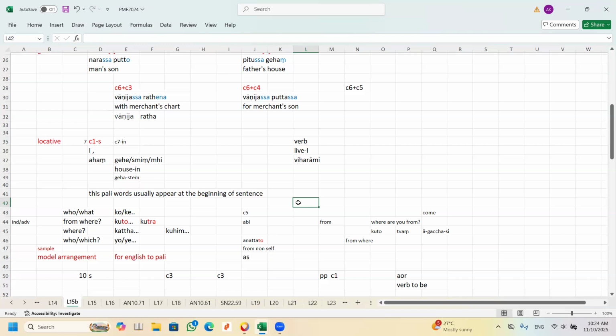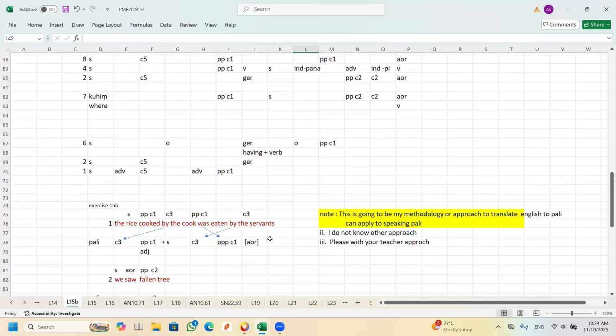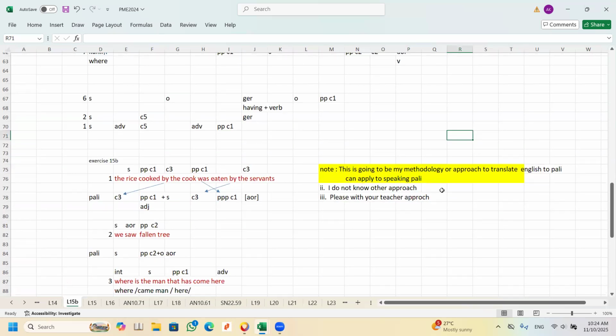English to Pali is more difficult than Pali to English. So this is one of the scenarios. So what do you do? I'm trying to say, this is going to be the methodology, or the approach, to translate English to Pali.